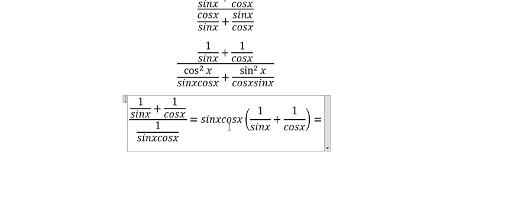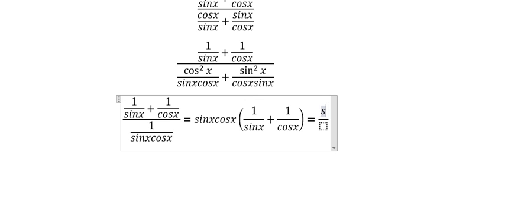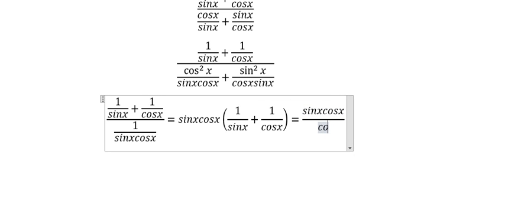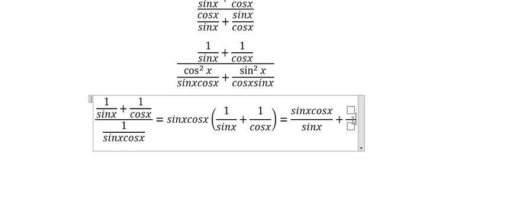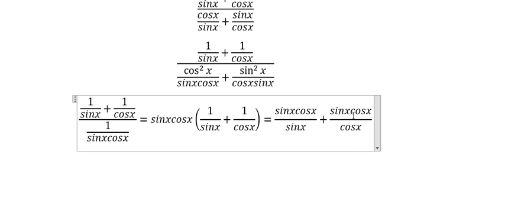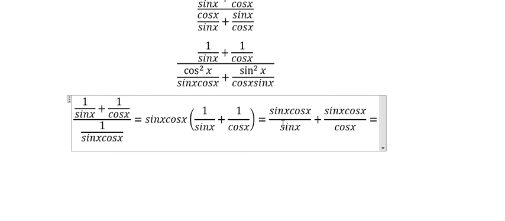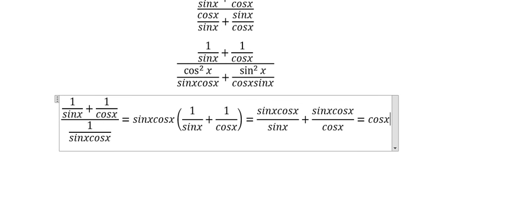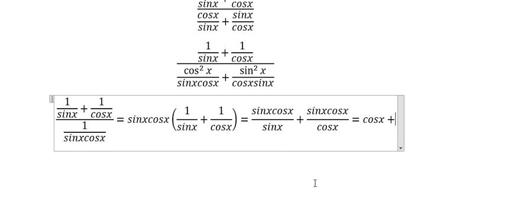Now, sine x cosine x multiplied by 1 over sine x and 1 over cosine x. We simplify the numerator and denominator. This one changes to cosine x. This one will be sine x.